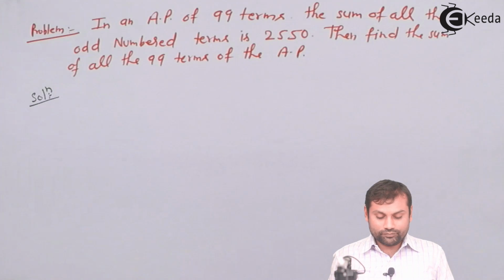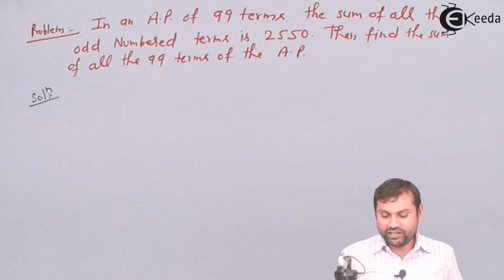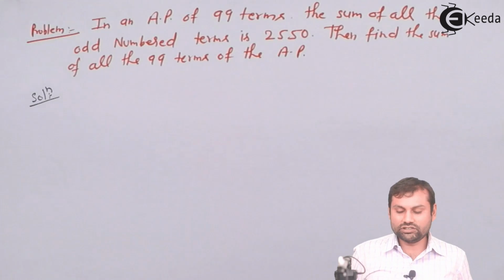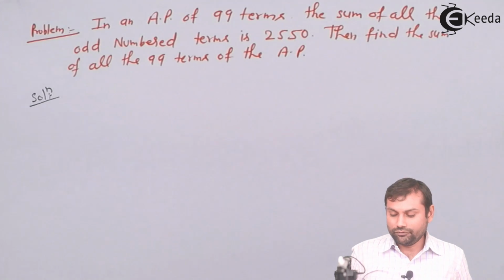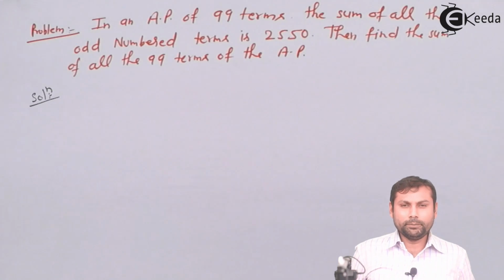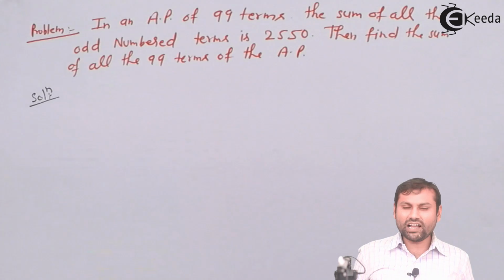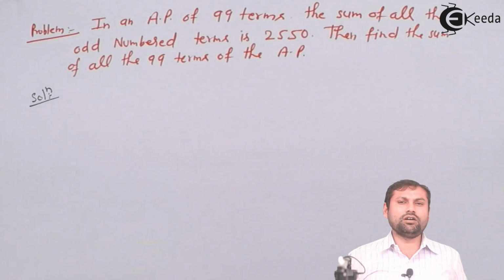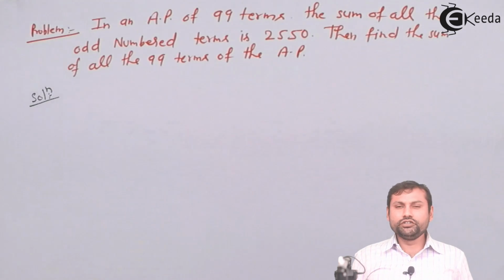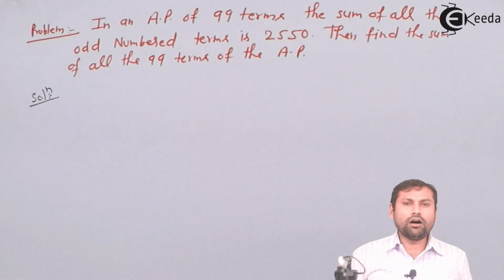So the question is: given an AP of 99 terms, the sum of all the odd numbered terms is 2550. Then find the sum of all 99 terms of that AP. Here there are 99 terms given, and they have given the sum of all odd terms, that is 2550. So we will use that condition, the sum of all odd terms, and we'll find the sum of all terms.